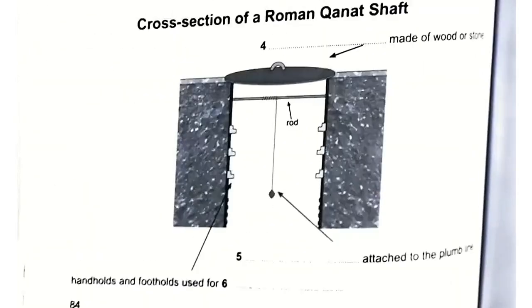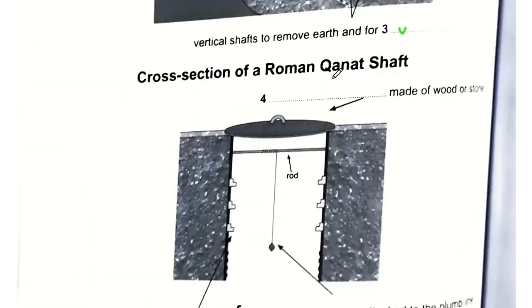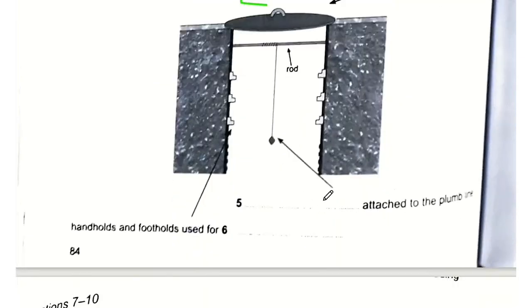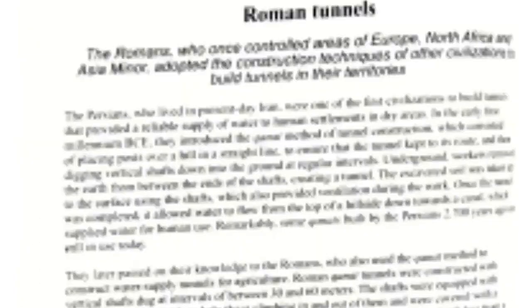So we will be reading the second question. Cross section of the Roman conduct method. Dash was made of wood or stone. Handholds and footholds were used for. This is the rod, and dash was attached to the plumb line. So now we'll be looking at the next paragraph.